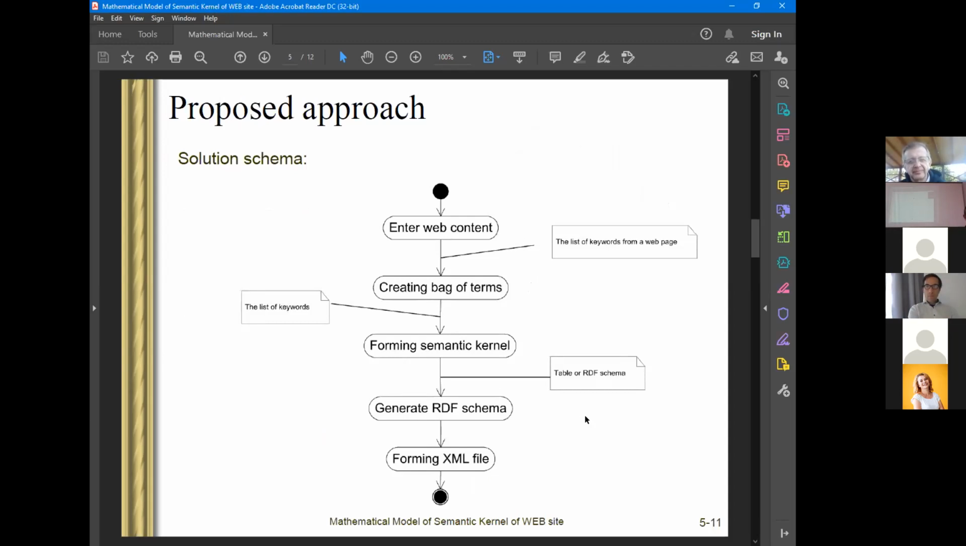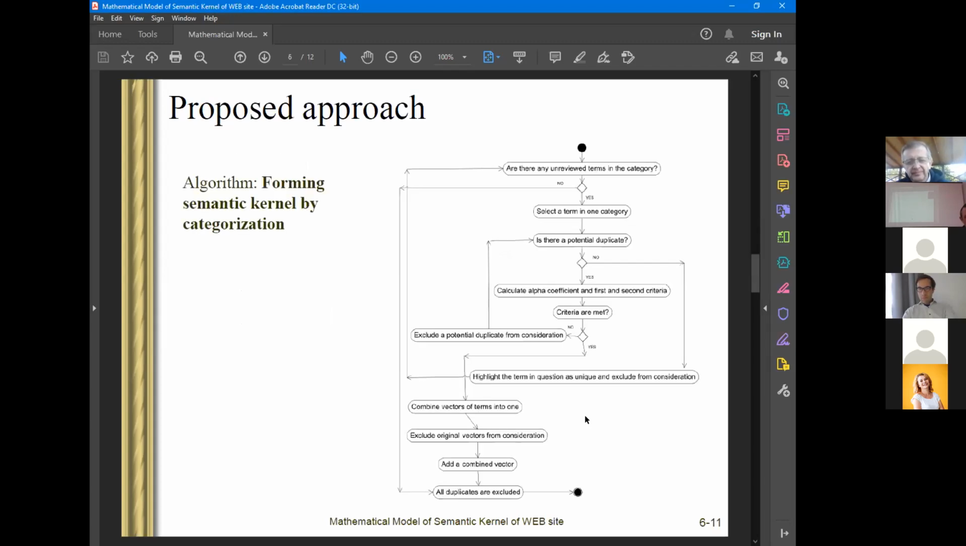We propose to generate an XML file according to an RDF schema, which will take into account both the terms themselves and the links to them, both on the web page and on the internet. The paper proposes a clustering algorithm, slide number 6. Its main difference is that you need to take into account overlapping terms as well as storylines in web content. This will simplify the semantic kernel as much as possible.